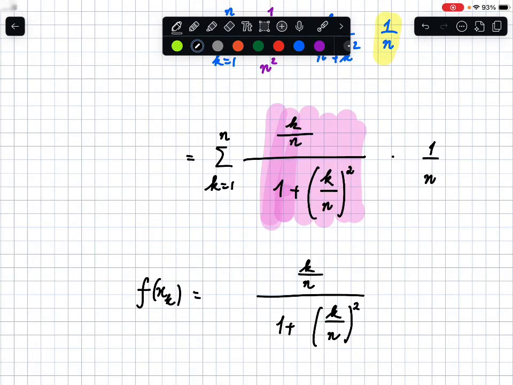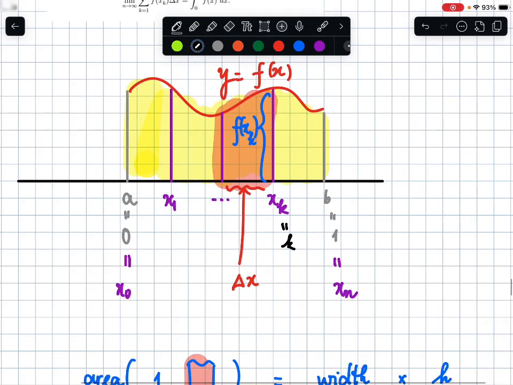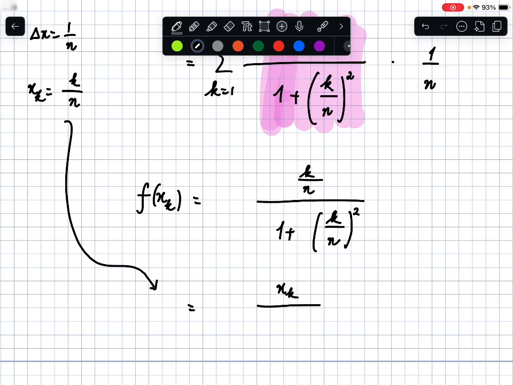Here we know that delta x is 1 over n, and xk is k over n, because x1 is 1 over n. Each one of these has length 1 over n, x2 is 2 over n, xk is k over n, and therefore f of xk is xk over 1 plus xk squared. So our f of x, the function we are looking for, is x over 1 plus x squared.